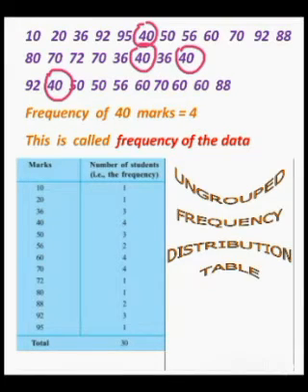So this we call a frequency of the data. The frequency of 40 marks is 4, so we call it the frequency of the data. Frequency of data means what? It means one particular value is repeated many times. We call it the frequency of the data. I hope you have understood what frequency of the data means, children.